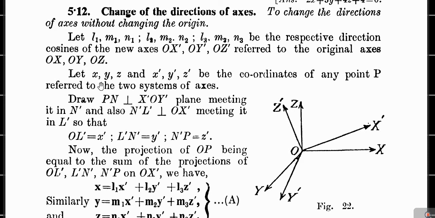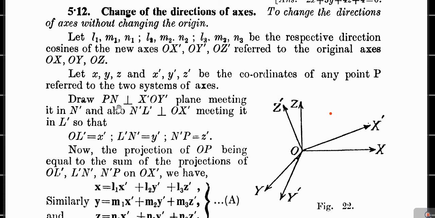Next, let x, y, z and x dash, y dash, z dash be the coordinates of any point P referred to the two systems of axes. Suppose that P is any one point. Then the coordinates of P with reference to the original axes are, suppose, x, y, z, and coordinates of P with reference to the new axes are, suppose, x dash, y dash, z dash.